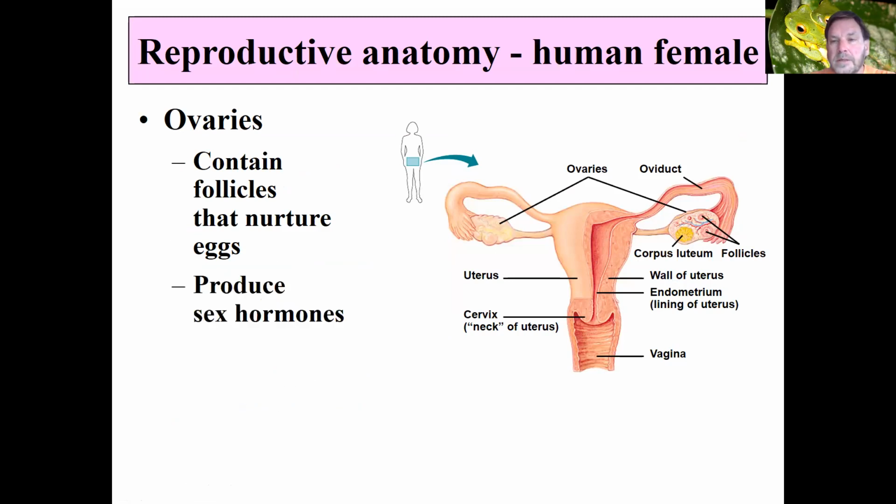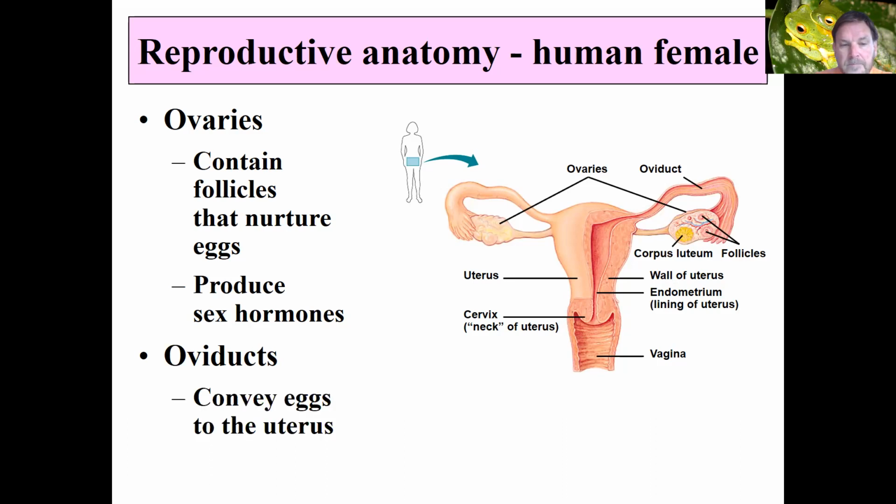Remember that ovaries are exocrine glands and endocrine glands because they also secrete hormones that makes them an endocrine gland. They secrete estrogens and progesterones. When eggs are mature, they move through the fallopian tubes, also called the oviduct. And oviducts convey eggs to the uterus. And fertilization typically occurs somewhere along in the oviduct if sperm are present.